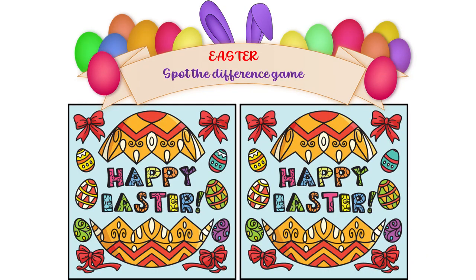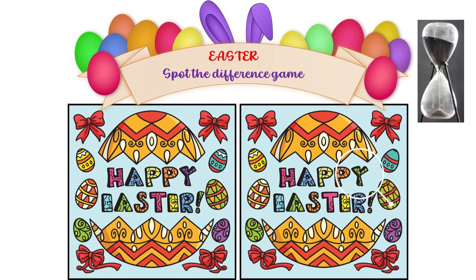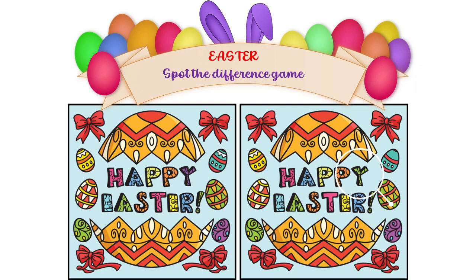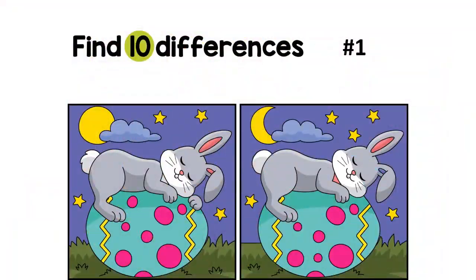Here's how to play. You've got two pictures, and you have to find the difference between the two pictures before the time runs out. You have 5 minutes for each game. Here's the first game. You need to find 10 differences.